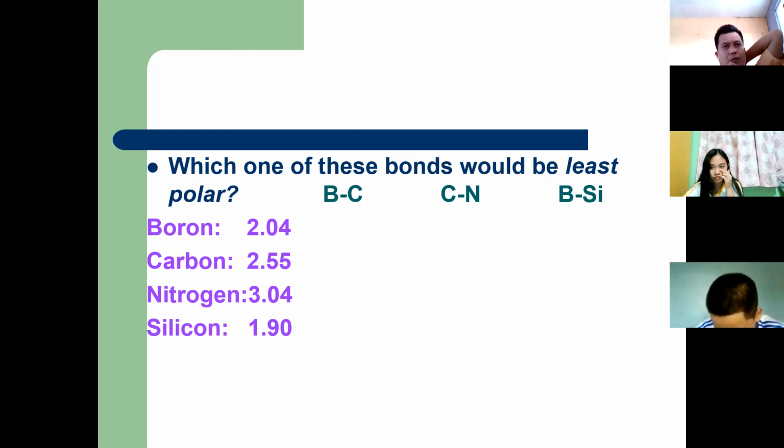Oh no, the question is which is least polar? So the answer is boron, tama ba? Least polar, which is more non-polar. What is the understanding of the question, class? Least polar. More polar, tama ba? More non-polar. So the answer is boron and silicon. Ano siya? Question?